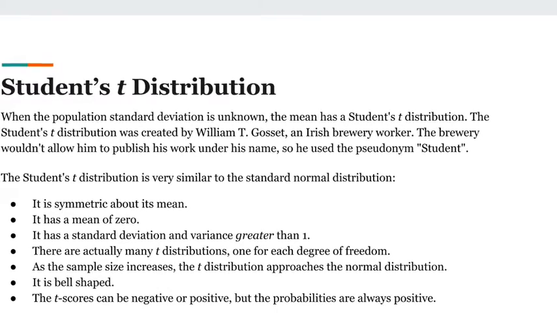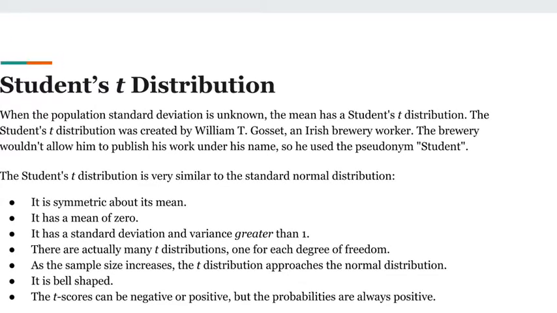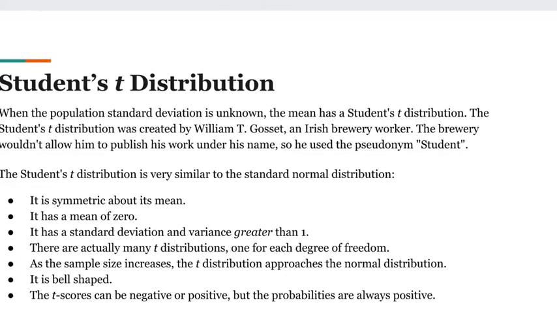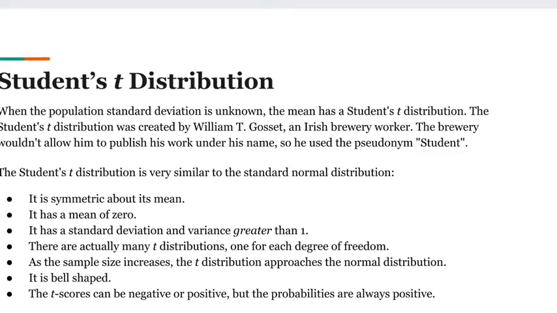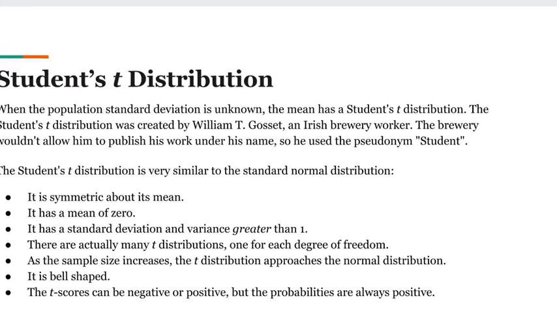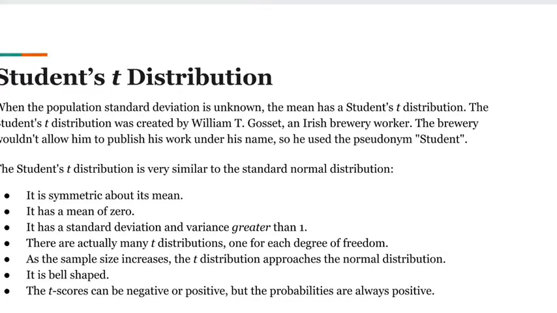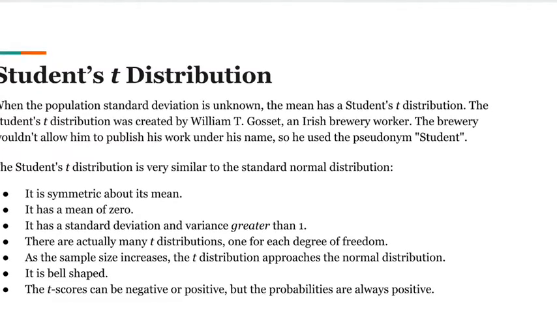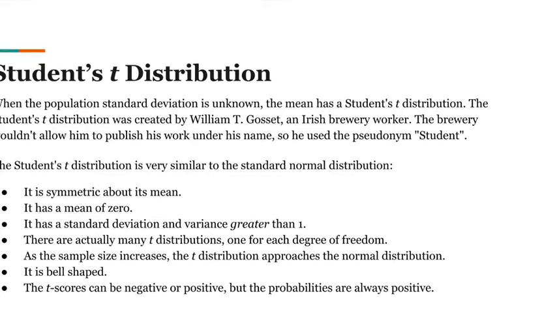It is symmetric about its mean. It has a mean of 0, and a standard deviation and variance greater than 1. There are many t-distributions, one for each degree of freedom. As the sample size increases, the t-distribution approaches the normal distribution. It is bell-shaped, and the t-scores can be negative or positive, but the probabilities are always positive.